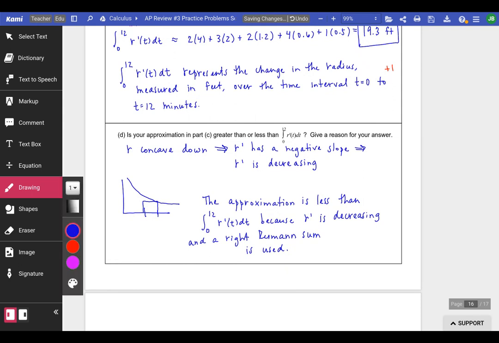For that one, it was really just 1 point for being able to explain this. Now, a typical FRQ is worth 9 points. What they did here is they gave +1 for correct units in parts B and C. All right, that's it for this question.